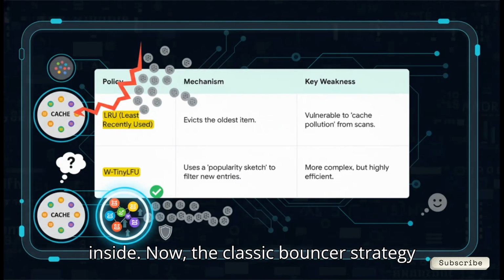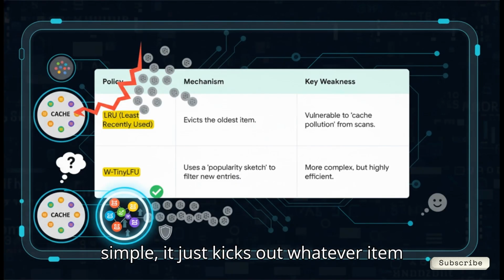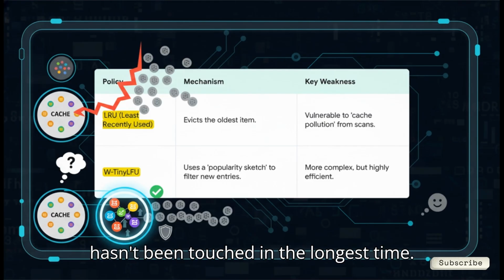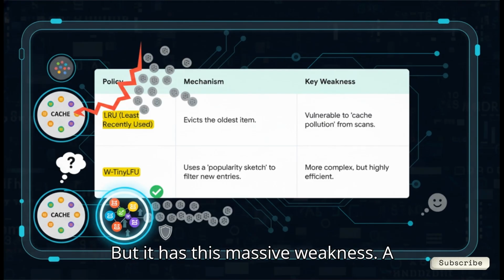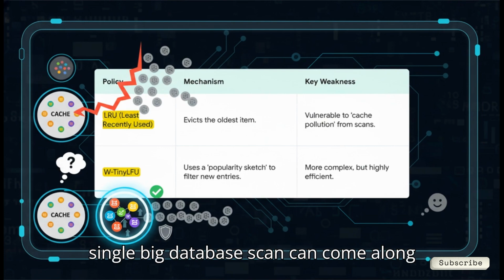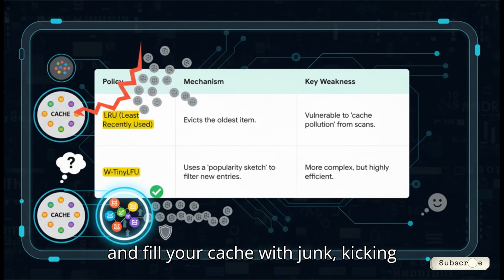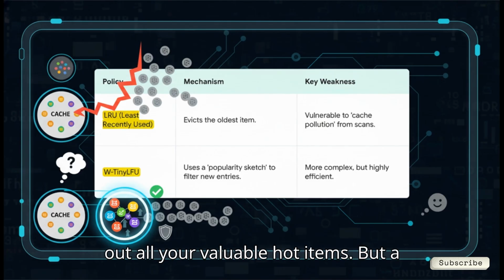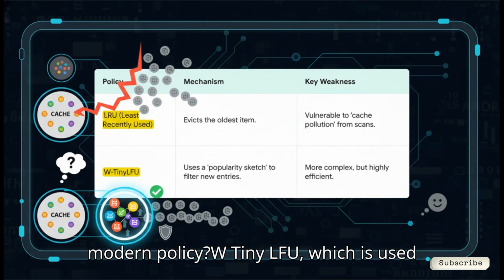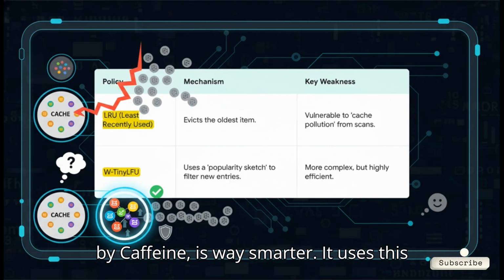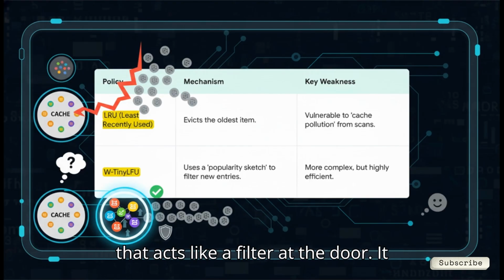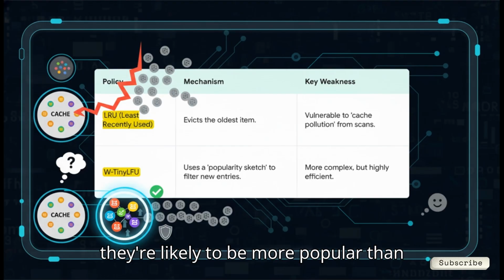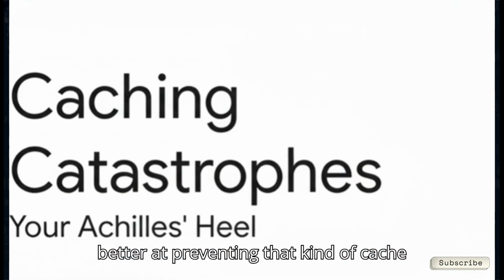Now, the classic bouncer strategy is LRU, or least recently used. It's simple. It just kicks out whatever item hasn't been touched in the longest time. But it has this massive weakness. A single big database scan can come along and fill your cache with junk, kicking out all your valuable hot items. But a modern policy like WTinyLFU, which is used by Caffeine, is way smarter. It uses this clever trick called a popularity sketch that acts like a filter at the door. It only lets new items in if they prove they're likely to be more popular than what's already inside. It is so much better at preventing that kind of cache pollution.